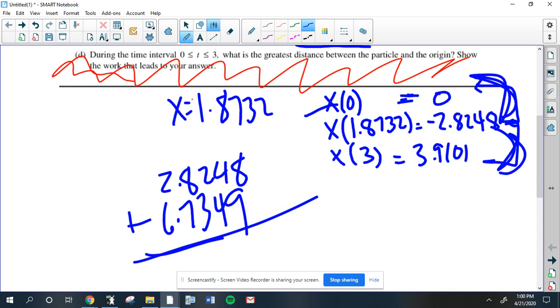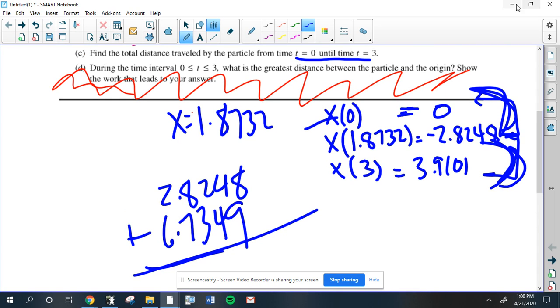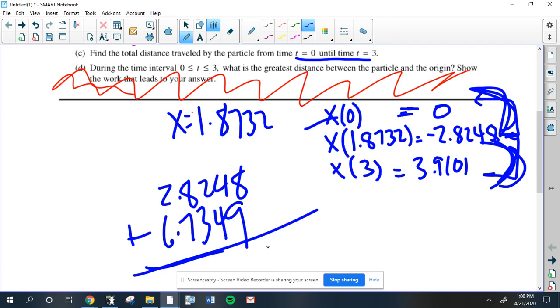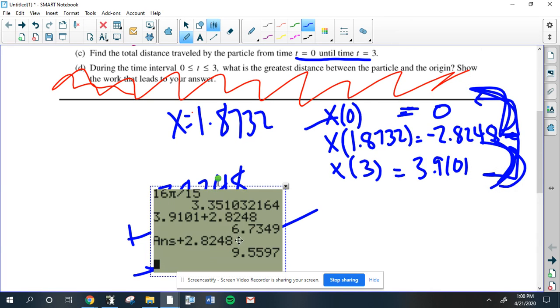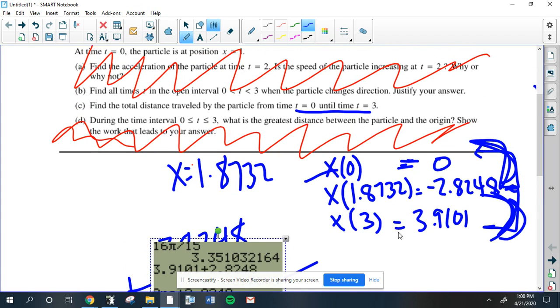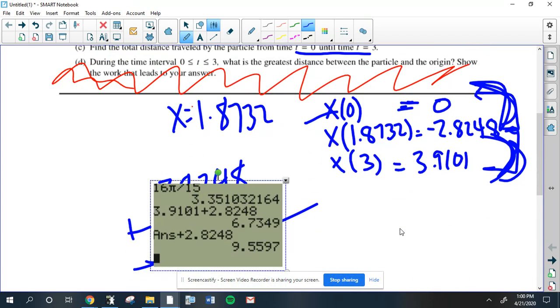So you have to add up from here to here and here to here. So add those together. Plus 2.8248, giving you a total distance of 9.5597. So I don't know if they're going to ask you that, but they can, because it only has to deal with derivatives. So that's how you would manage that.